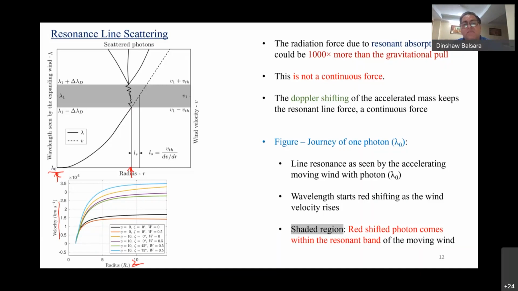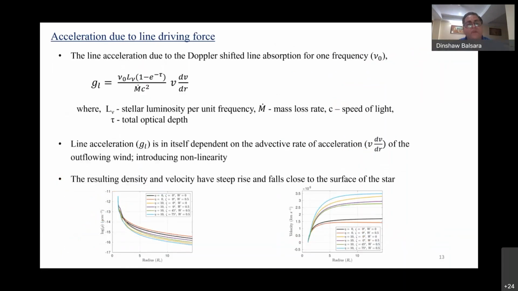So each photon coming out from the star gets absorbed in a narrow range of radii, like the one out here. Once it gets absorbed, it also gets scattered, so it can go outwards or it can go inwards. That is what happens to the photons. But in getting absorbed, it provides a push, or an acceleration, to the stellar wind and therefore drives the wind outwards.